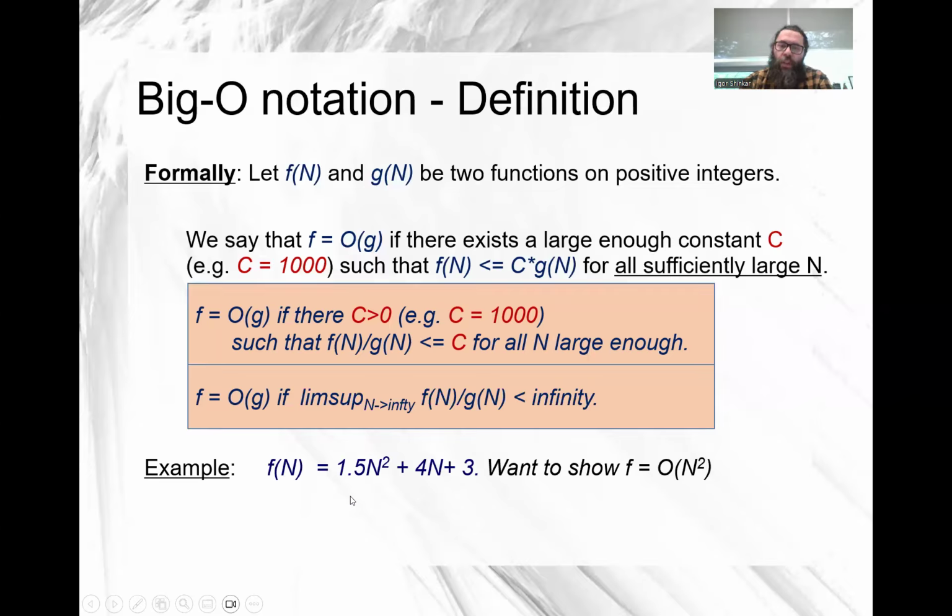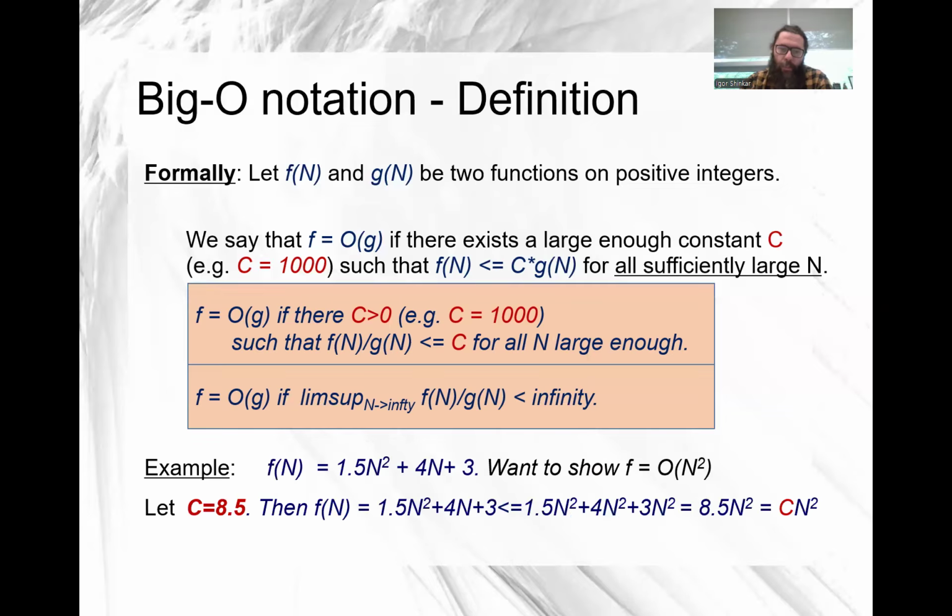So we take f of n equals 1.5 n squared plus 4n plus 3. I want to show that it's O of n squared, and I would like to show it using the formal definition. Intuitively we say, because the important term here is n squared, and these other terms are not important. So that's exactly what the definition is trying to capture, and let's see that.